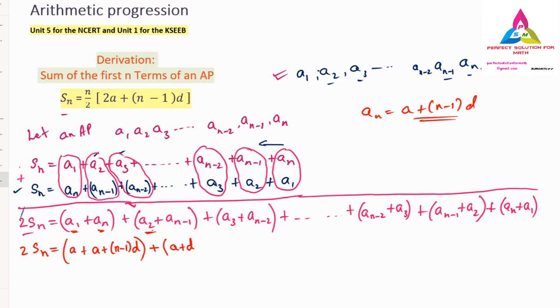If you want, you can write down here a2 is equal to a plus (n minus 1) into d, where 2 is the n value, so a plus (2 minus 1) into d. 2 minus 1 is 1, 1 into d is d. So a2 can be written as a plus 1d or a plus d. Plus what do we have next? a_{n-1}. So what is a_{n-1}?